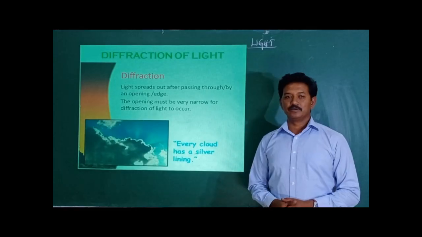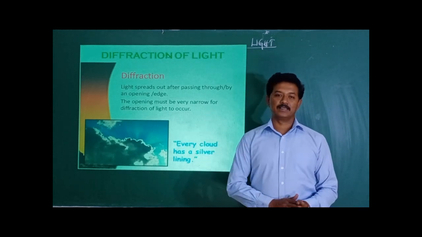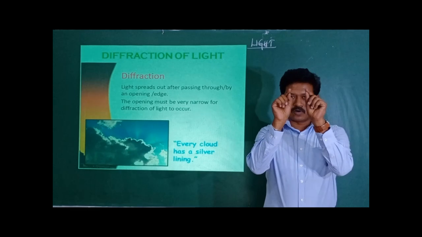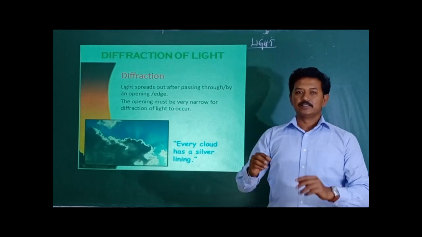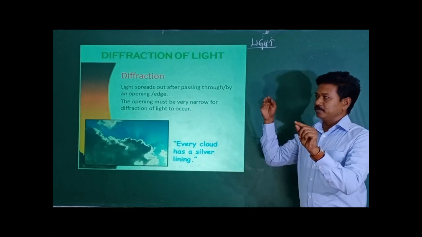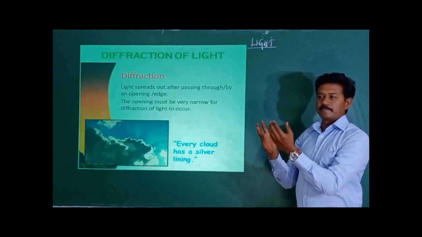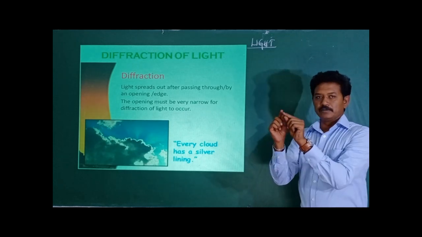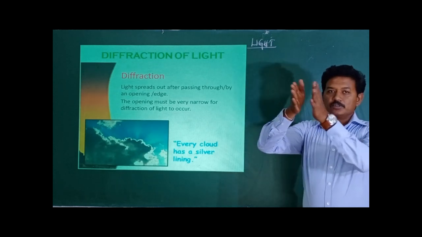Okay, we'll go with the next very important property of light, that is diffraction. Here, imagine a very small slit, a very small narrow opening. When you pass light through that, if you keep a source of light or a bulb and place a narrow slit in front of it, the light rays pass through that narrow slit and are going to spread.